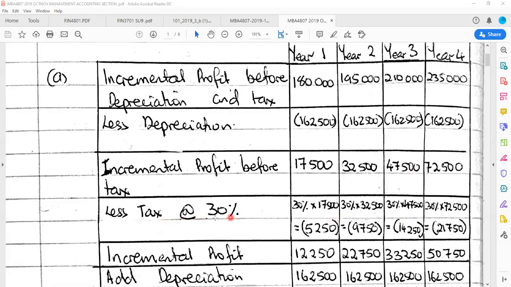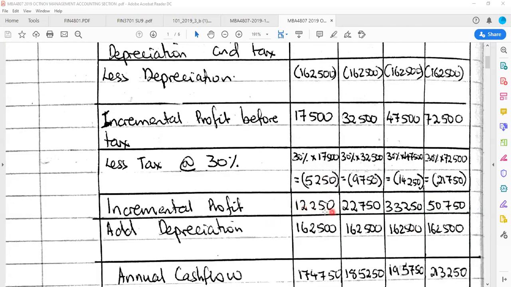And then we subtract tax at 30%, so it's 30% of 1750, 30% of 3250, 30% of the profit. So we subtract these tax expenses, and then we get the incremental profit, which are these amounts, and then we add back depreciation. We just subtracted depreciation here so that we could accurately calculate the tax expense. But once we get our incremental profit, also known as the net operating profit after tax, we then add back depreciation.